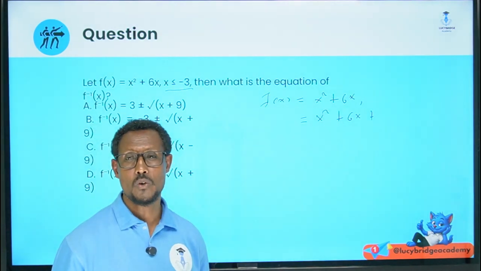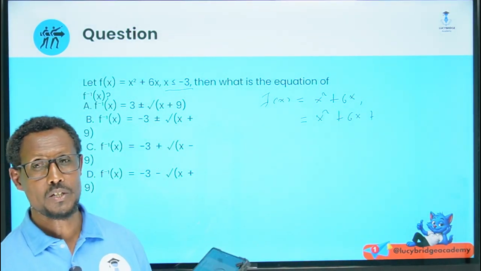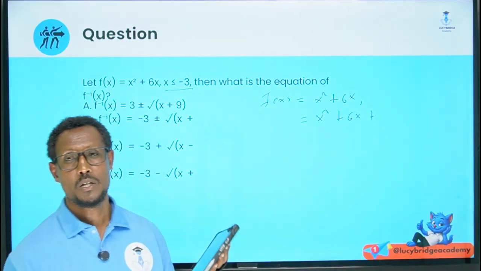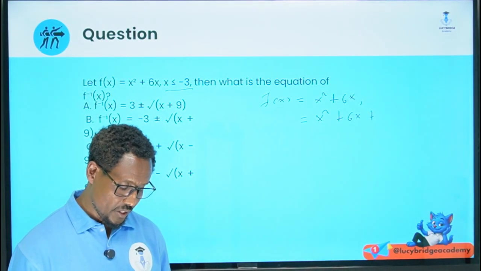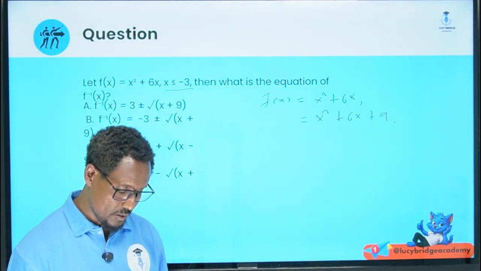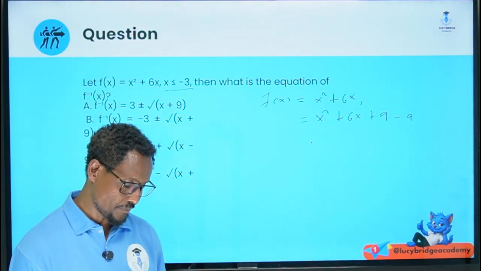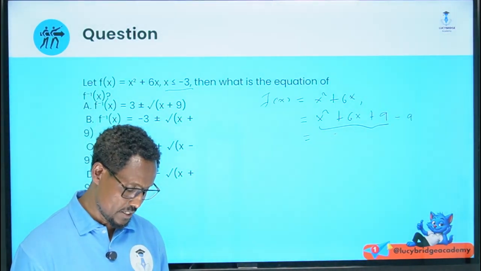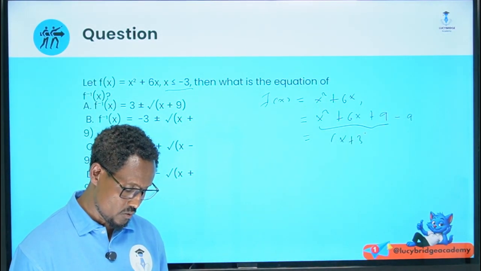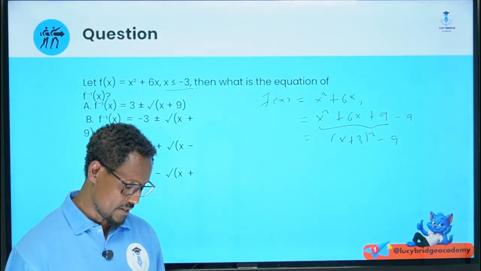You know how to convert a given quadratic expression into what? Into a complete square form. We add 9 and subtract 9, which means now this is a perfect quadratic expression. That means x plus 3 the whole square minus 9.